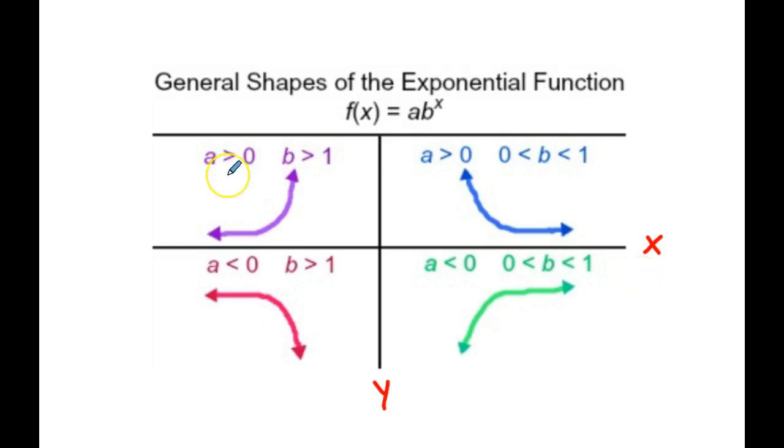So you need to look at the value of a to determine whether our graph should be above the x-axis or below the x-axis. Then we have to look at the value of b to see if our function values are going to start increasing very rapidly or decreasing very rapidly, or if they're going to start leveling off, approaching the x-axis.